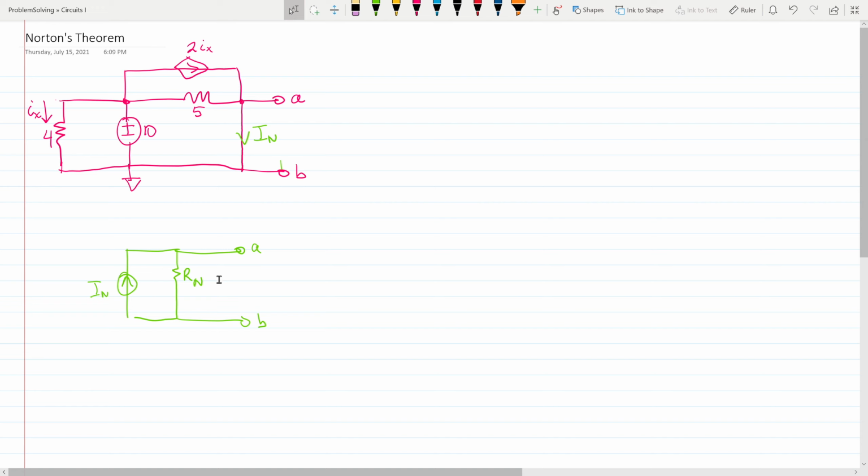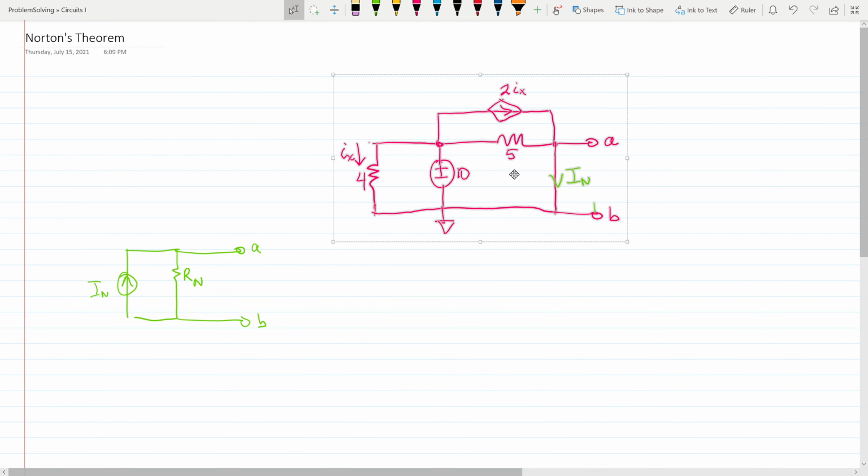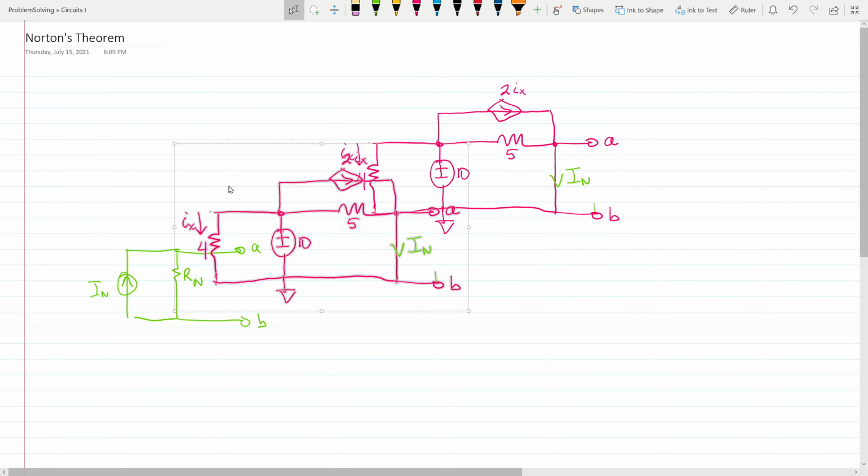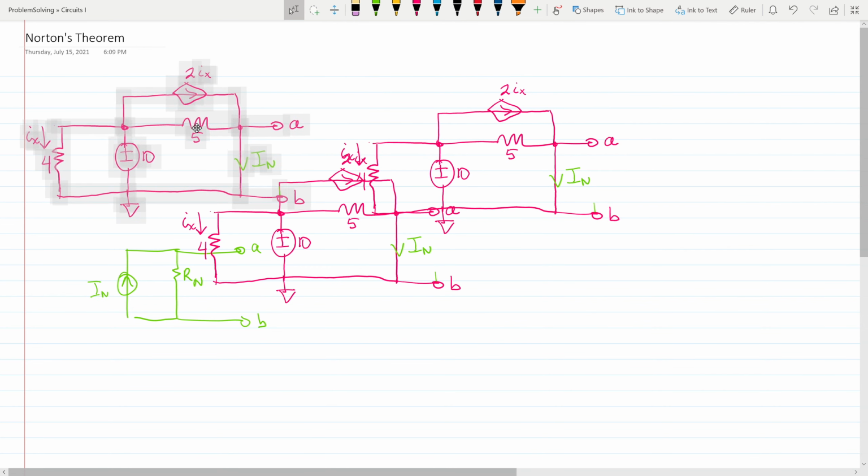And then later, when you want to find what R sub n is, what you'll do, let me make a copy of this. Okay. Copy, paste. Okay, so that's the original picture on the left.